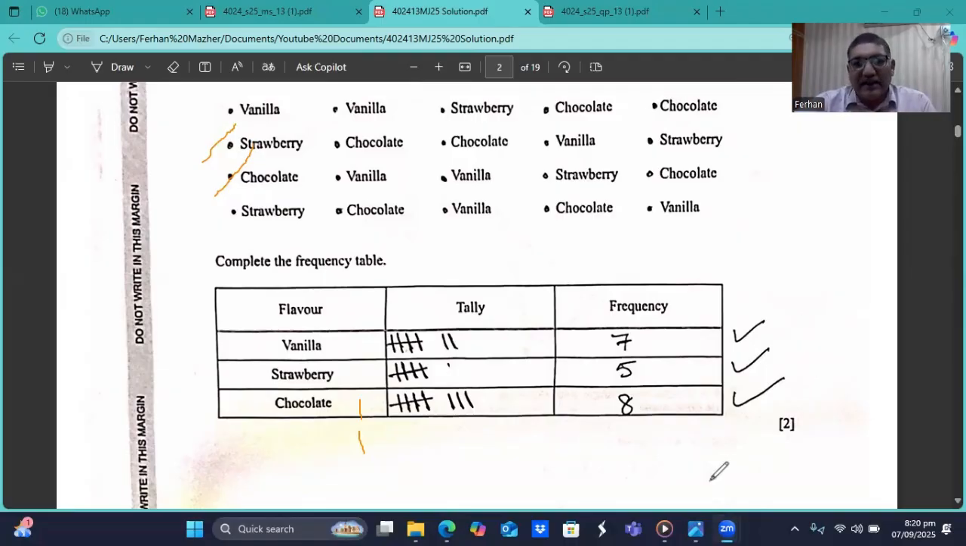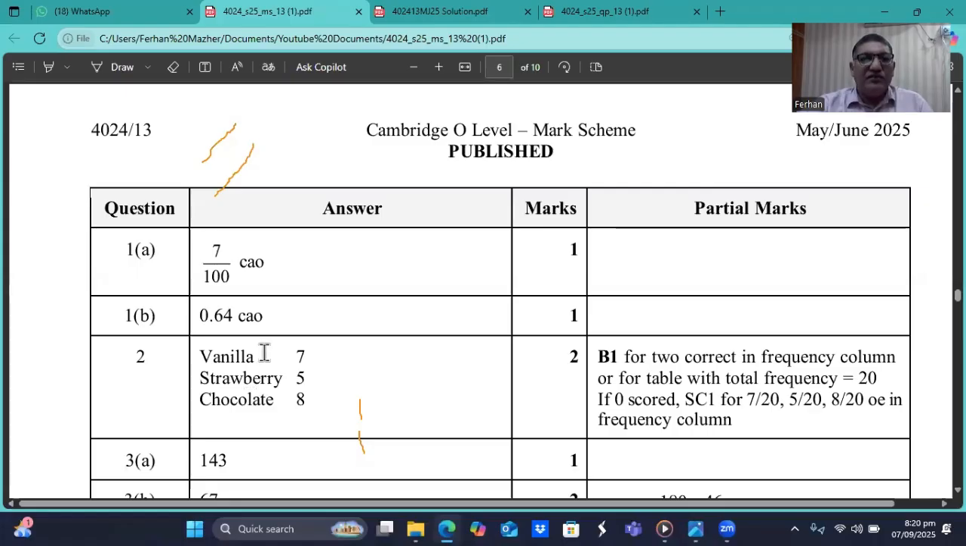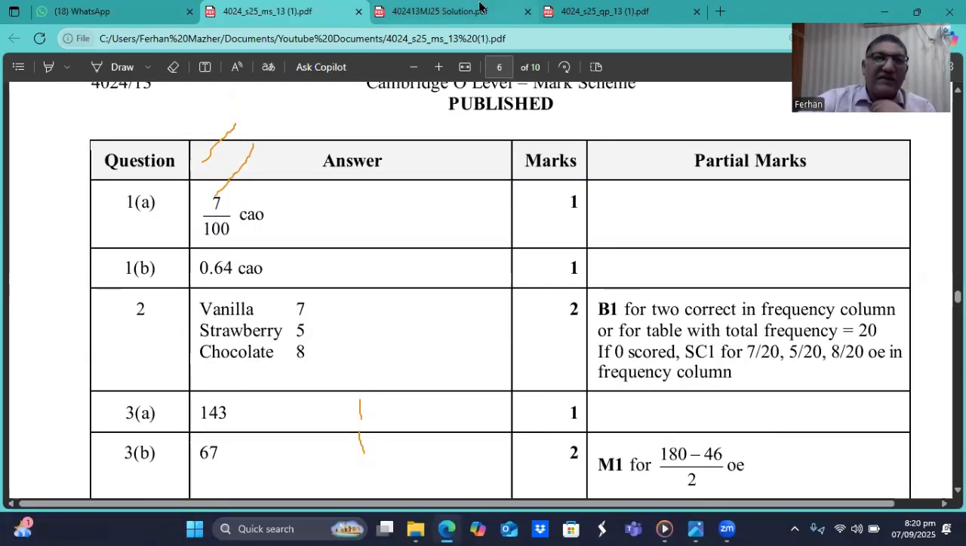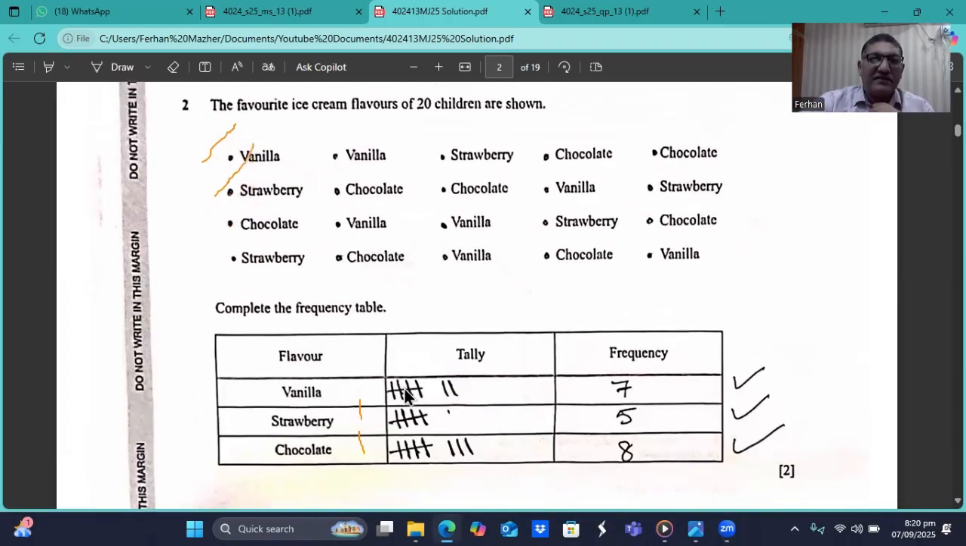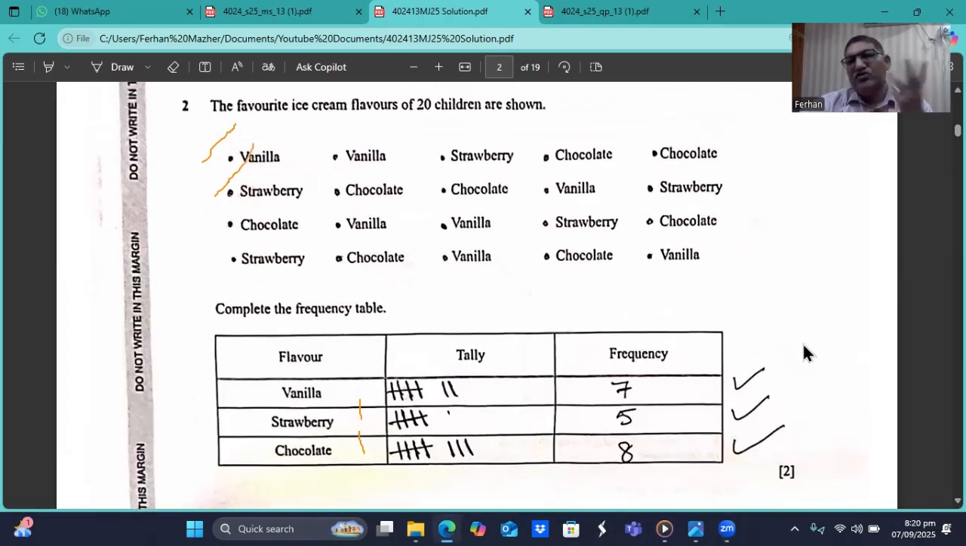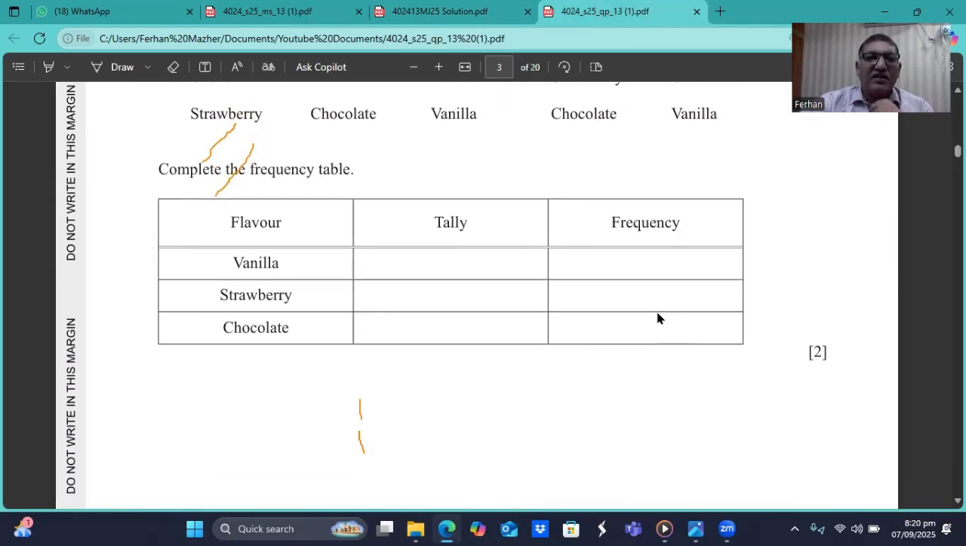You can count that I have marked the tallies there. Vanilla will be 5 and 2, 7, and strawberry will be 5, and chocolate will be 5 and 3, 8. So I mark the tallies. You can see that I put dots there. By doing so, 7, 5, and 8 is the frequency. On your screen, this solution is showing up. I hope it's very simple. You have learned it.